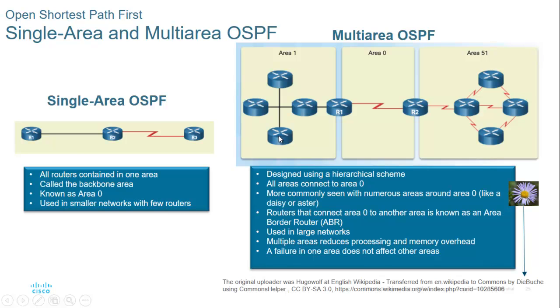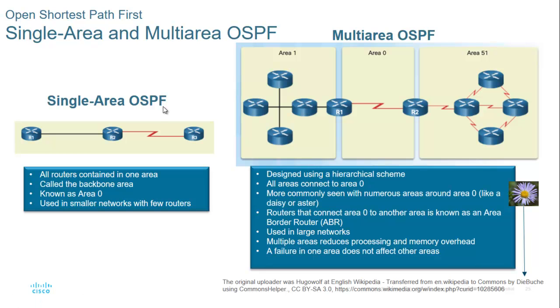So this is the difference between single area OSPF and multi-area OSPF. Single area OSPF is where all routers are contained in one area. It's called the backbone area and is known as Area 0. It's used in smaller networks with fewer routers.